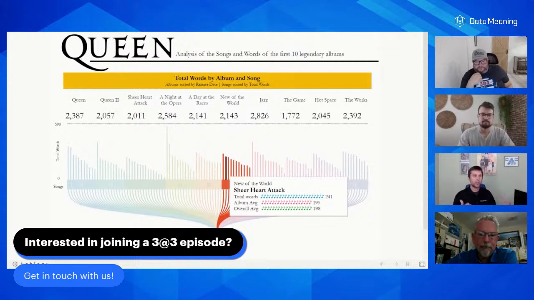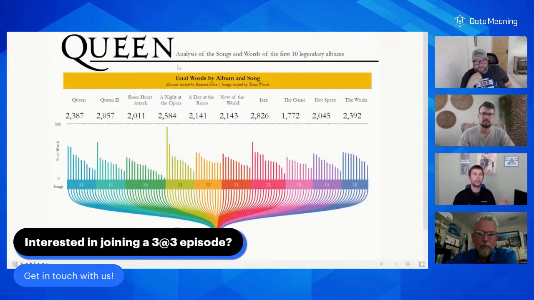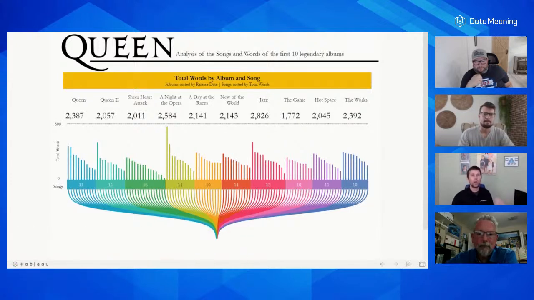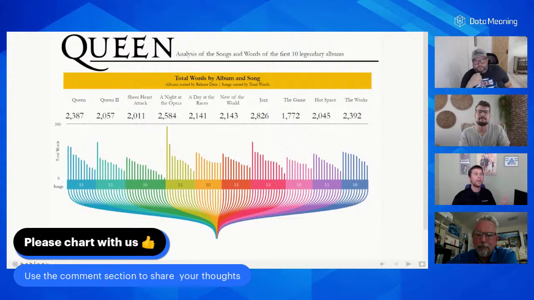When he made this dashboard, he wanted it to be total words by album and song. He had that purpose. But as other people are looking at it, we're curious, because that's what data visualization is supposed to do. It's supposed to ask more questions. Like, well, what about this and what about this? So we all have our own idea of what it'd be nice to have in here. I think for what he was trying to do, he succeeded at providing that story.